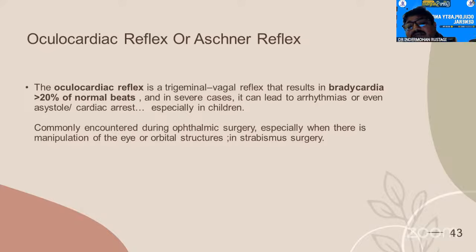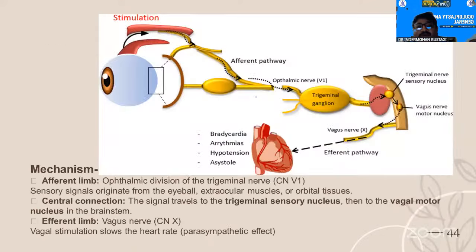So it is a trigeminal vagal reflex which results in bradycardia, and the bradycardia is such that only 20% of the normal beat remains. Baseline beat was 80, so the patient will have around 16 to 20 beats. In that case, there can be arrhythmias, and it is more severe in children and usually encountered in strabismus surgery. This is the pathway of this oculocardiac reflex: the afferent pathway goes to the trigeminal ganglion, then through the vagus nerve, that is the efferent pathway, it affects the heart and causes bradycardia.